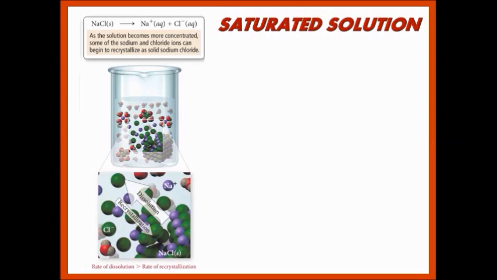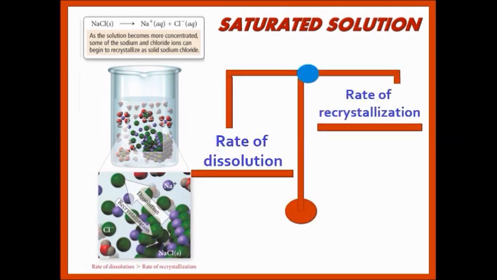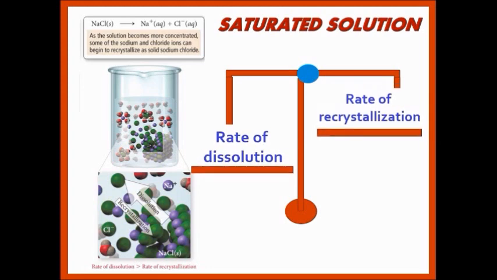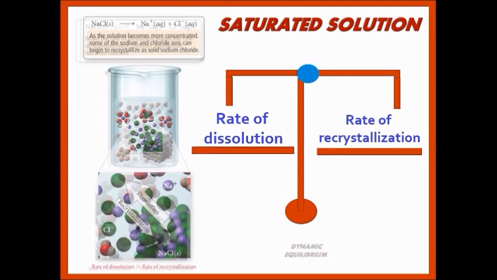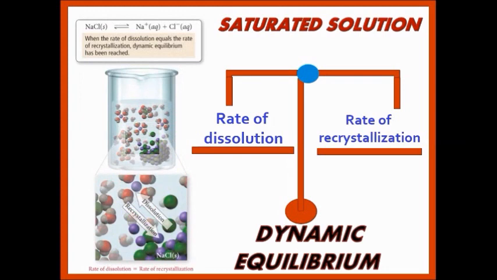At the beginning, the rate of dissolution is greater than the rate of recrystallization, but a point is reached when these two rates become equal and are in a state of dynamic equilibrium. We can imagine this phenomenon using a balance beam visual. The increased concentration of the solution causes some of the solute to recrystallize in its solid form. Eventually, the system will establish dynamic equilibrium, which is when the rate of dissolution is equivalent to the rate of recrystallization. At this dynamic equilibrium, the solution is said to be saturated.